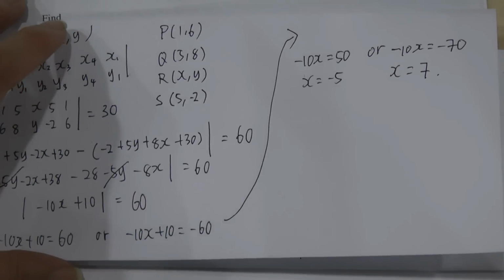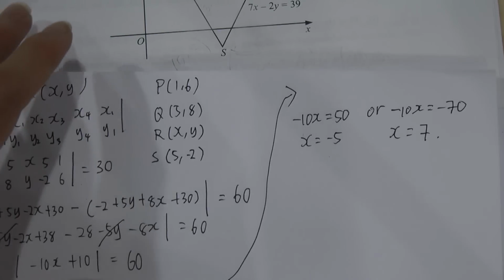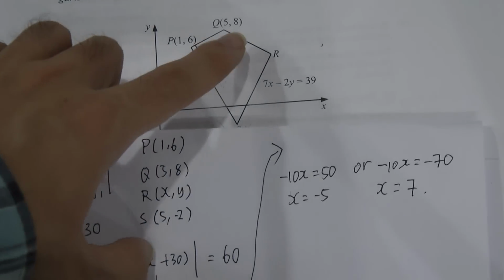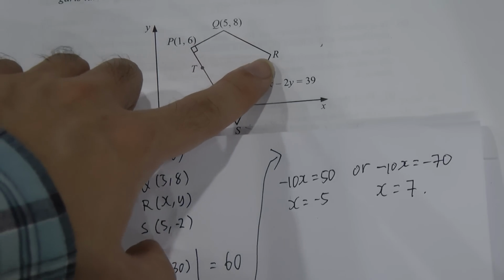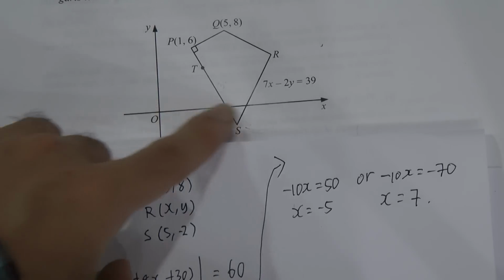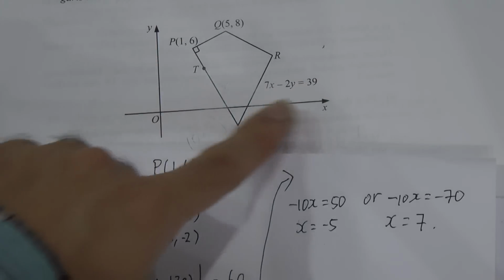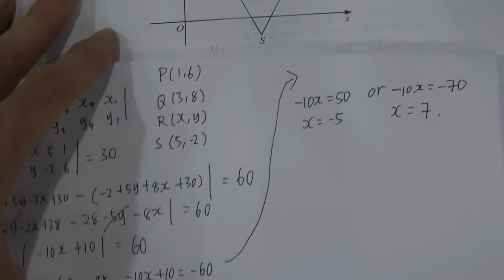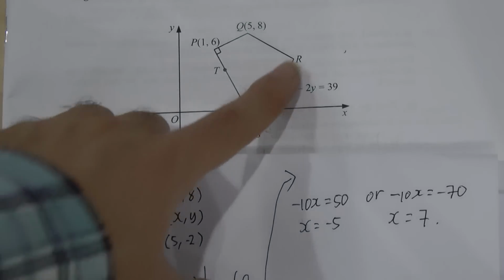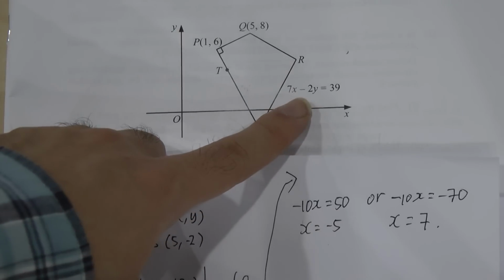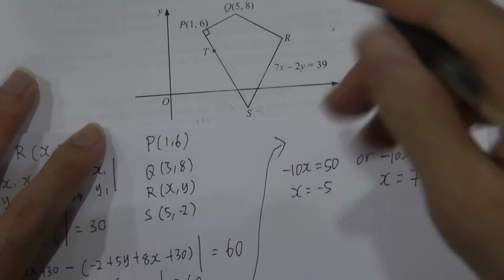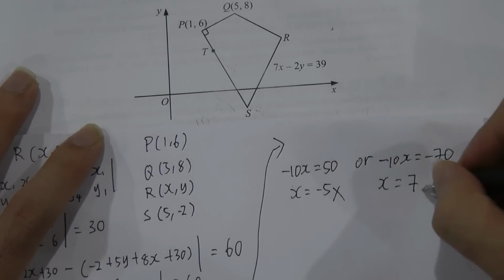When you got these two values, you have to go back to the diagram. This is about coordinate R. So is it possible we got negative in the R here? It's not possible because R is in the positive area. So we only take x equal to 7. And then we put back to this equation in order to get y. So I just put back here. We didn't take this one, we take this one.